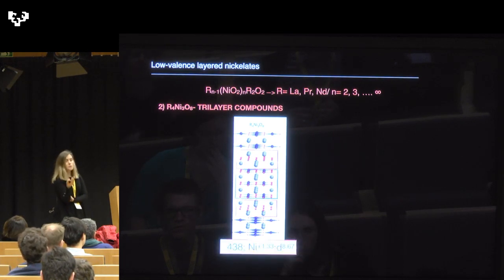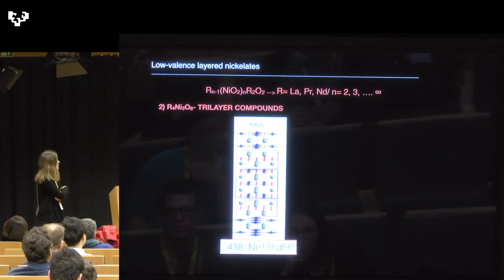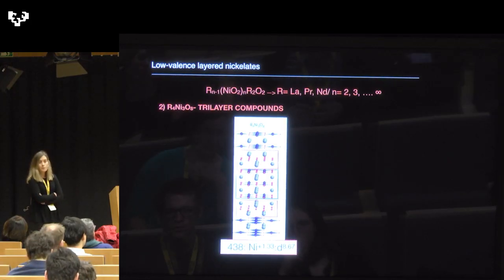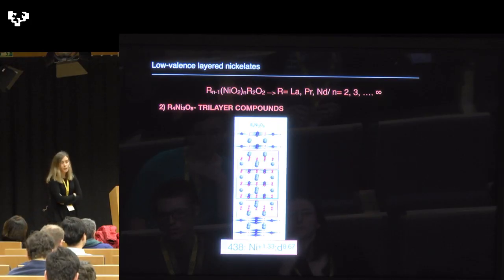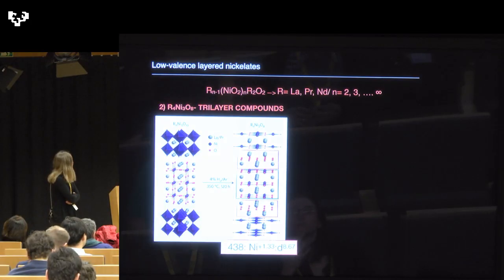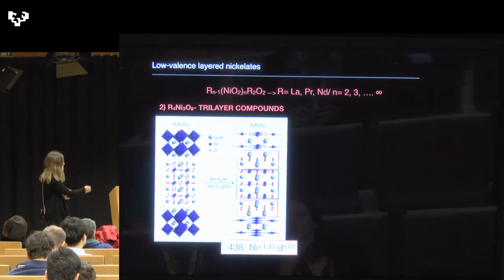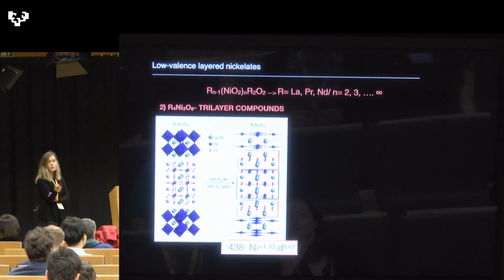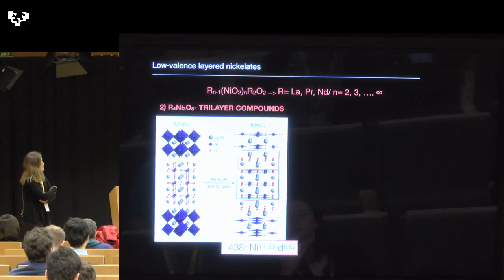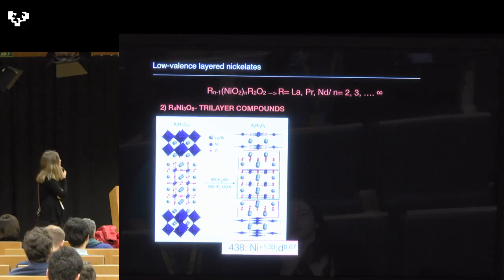If we repeat our simple ionic count, what you end up getting here is an average nickel valence of 1.33+, or 8.67 d electrons per nickel on average. Once again, you don't synthesize this material directly, but you get there by oxygen reduction from a parent phase that has apical oxygens, and in this case, that's the 4-3-10 phase.